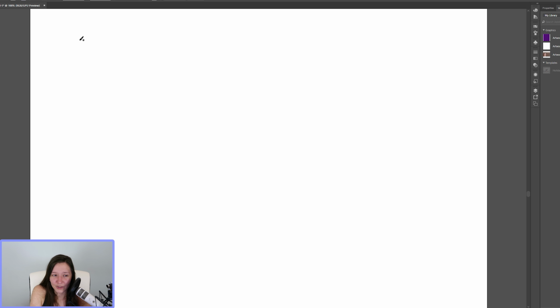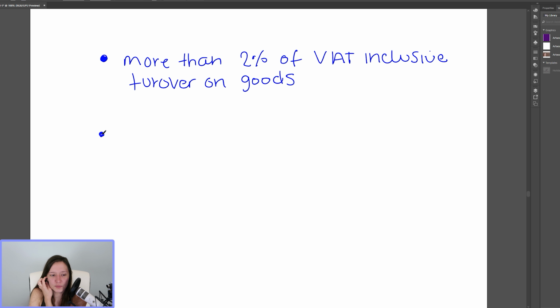So what are the two criteria that you have to meet in order to use your old original percentage? You've got to make sure that you spend more than 2% of VAT inclusive turnover on goods. And I'll get into what goods are in a little bit.